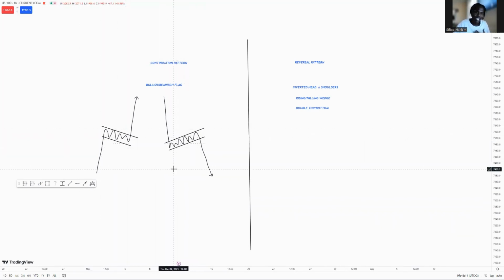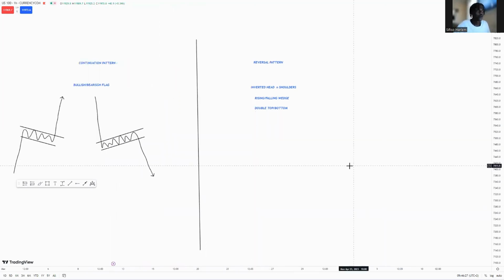How do I take a trade? It's once price closes beyond our flag pattern, right? It's once price closes above our higher high or below our lower low. I will anticipate a continuation to the downside or to the upside, right?